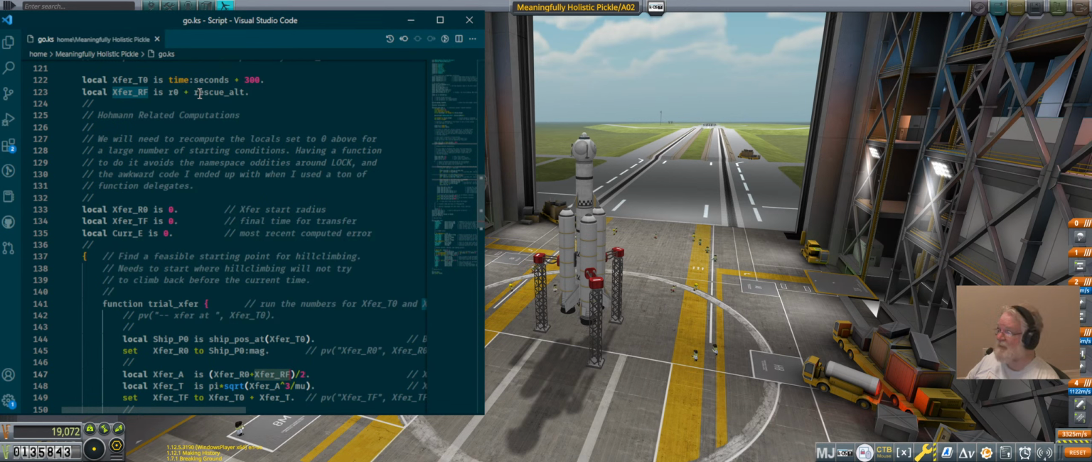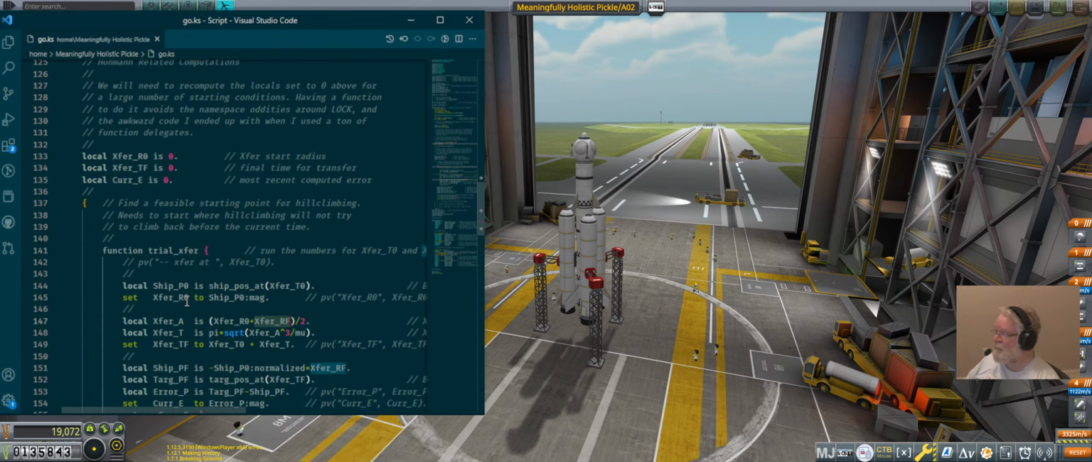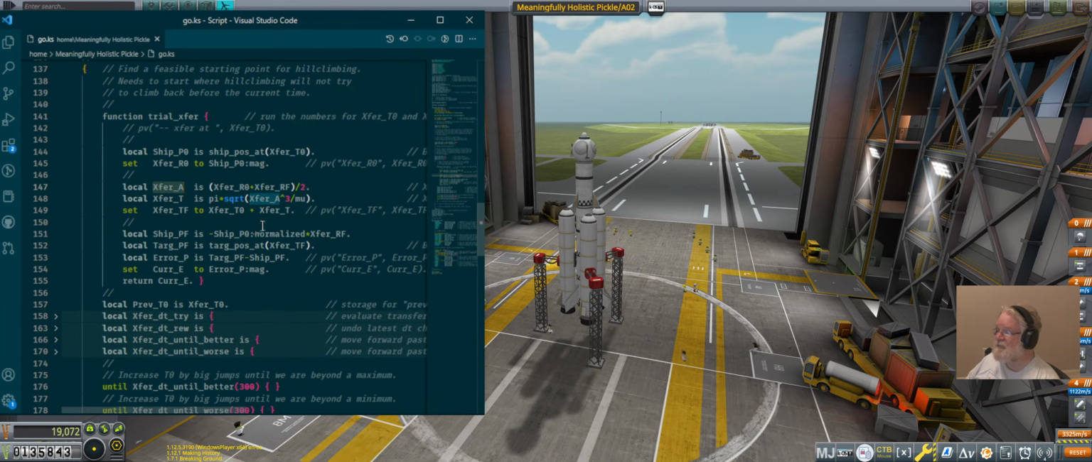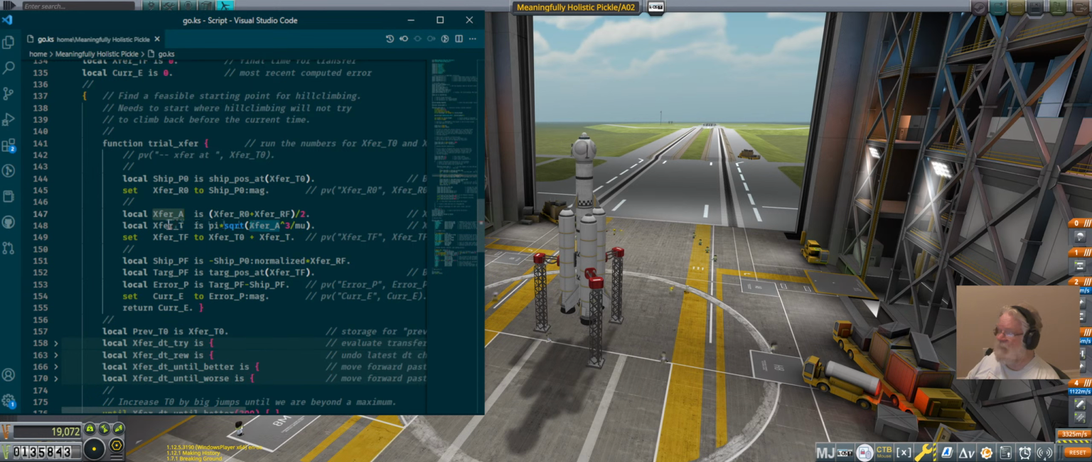Now, we can mess with this. Somebody could change RF and call trial transfer again. So RF is an input and T0 is an input. And together they get us R0. They get us the semi-major axis. From the semi-major axis we can get the period. Well, we need to know the period of that orbit so we can calculate how long it's going to take for us to get from here to there.